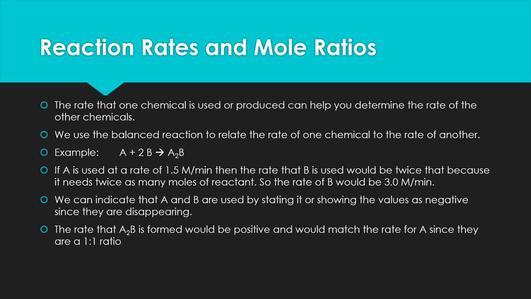If we looked at the rate of the product, the rate that A2B is formed would be positive because we're making it, we're adding that to the reaction, or creating it in the reaction, and would match the rate for just chemical A by itself, since they are a 1-to-1 ratio. So since chemical A was a rate of 1.5 molarity per minute, the rate that A2B is produced would be 1.5 molarity per minute. So that's how we can relate our chemicals and their rates to our balanced reaction and their mole ratios.